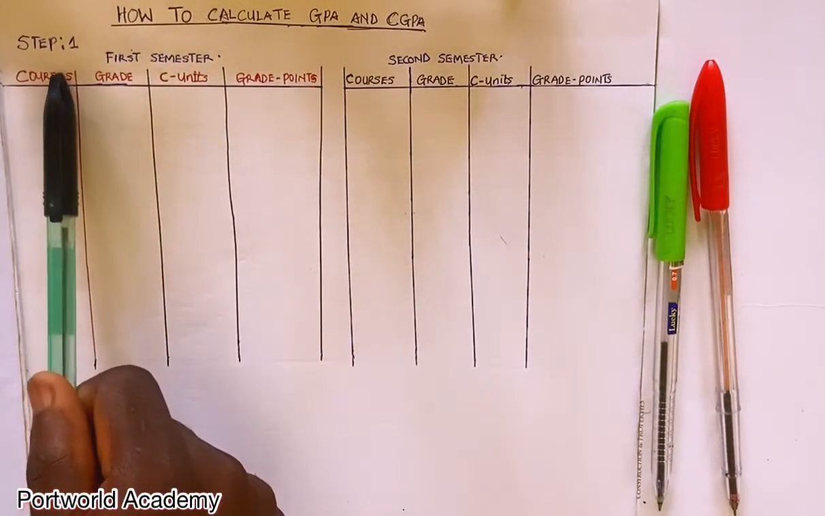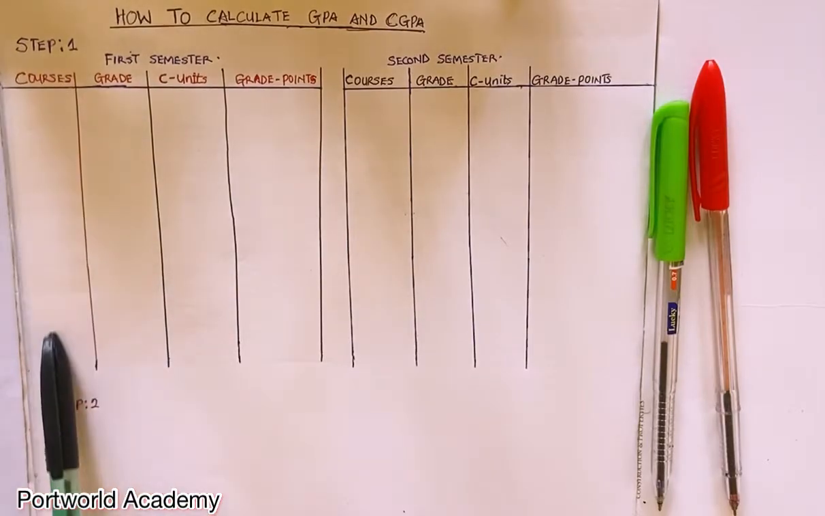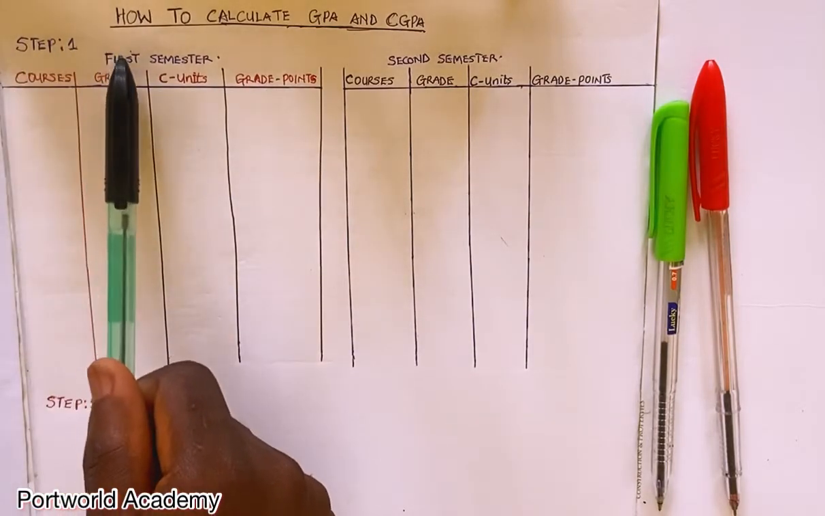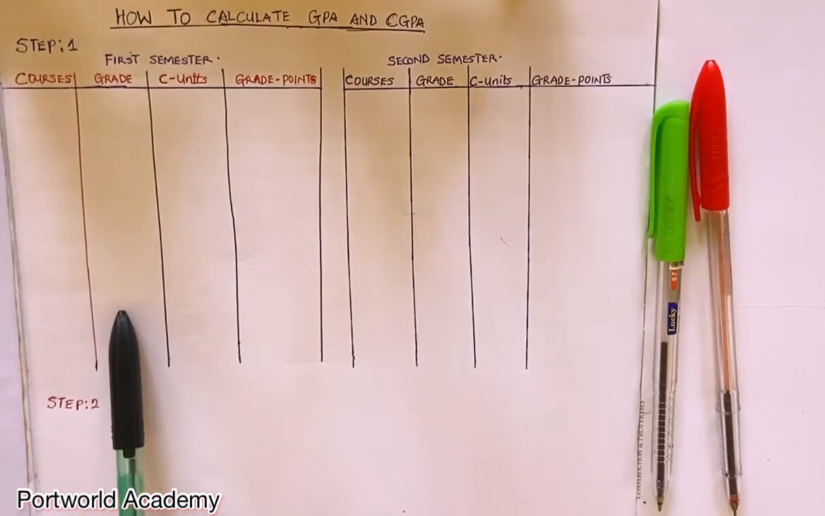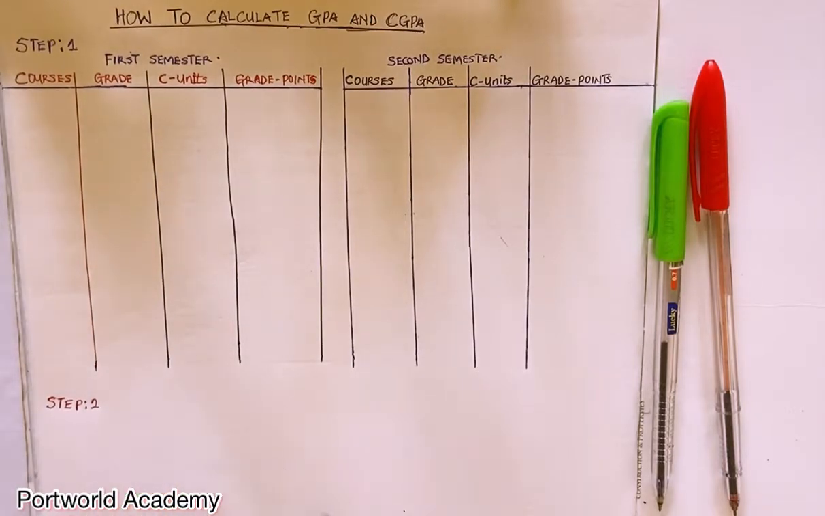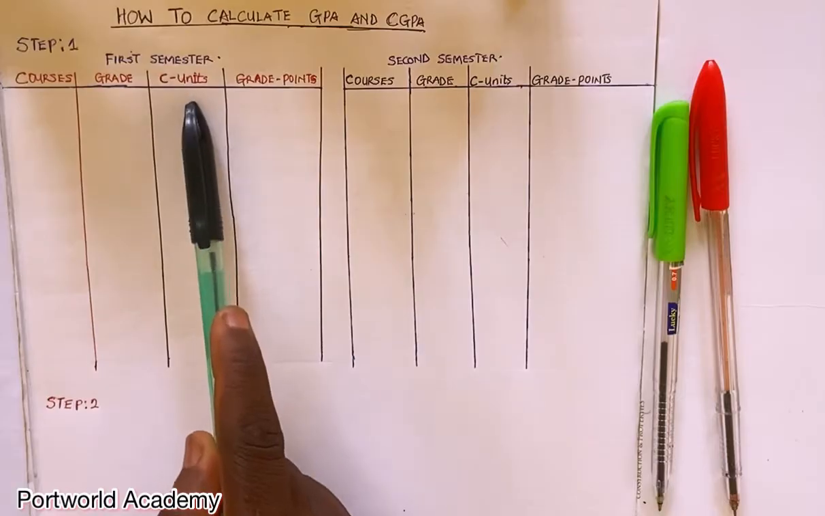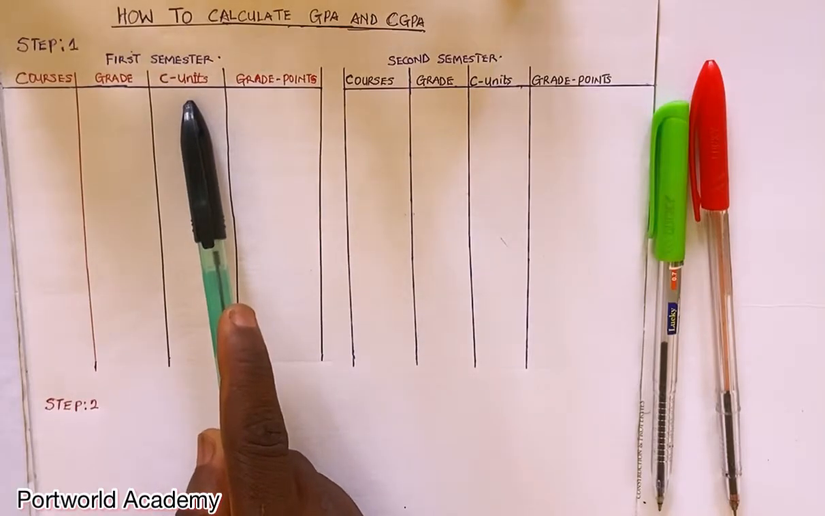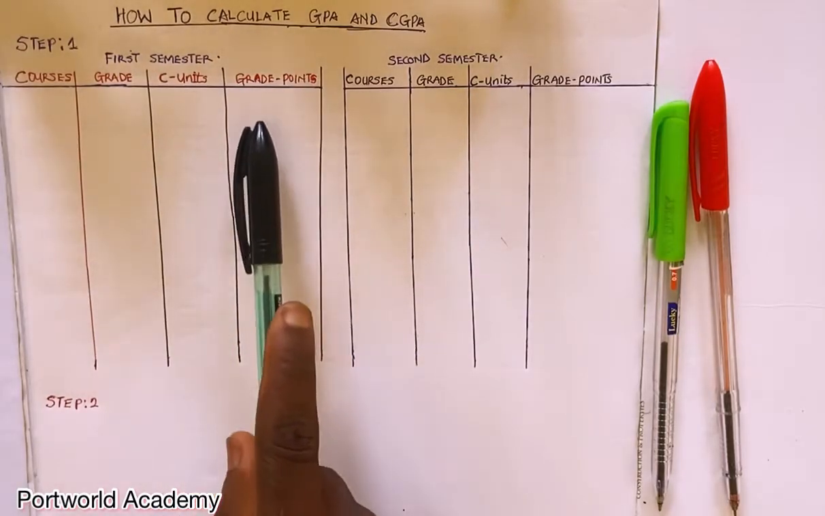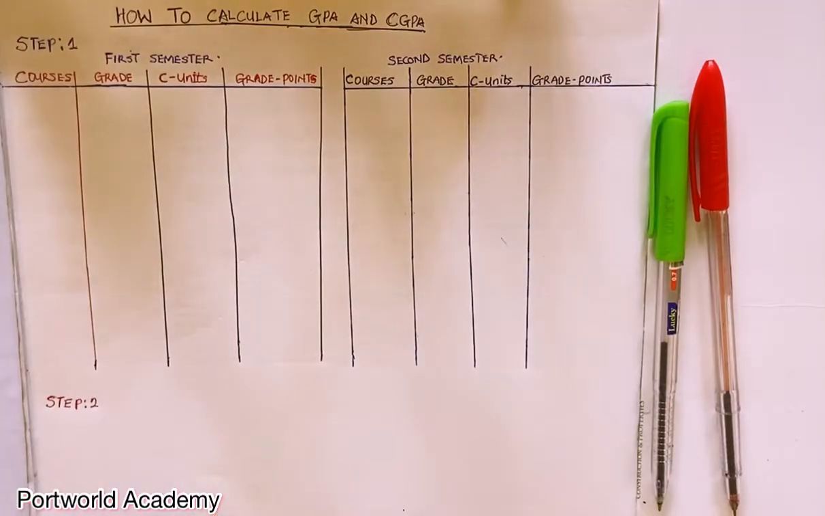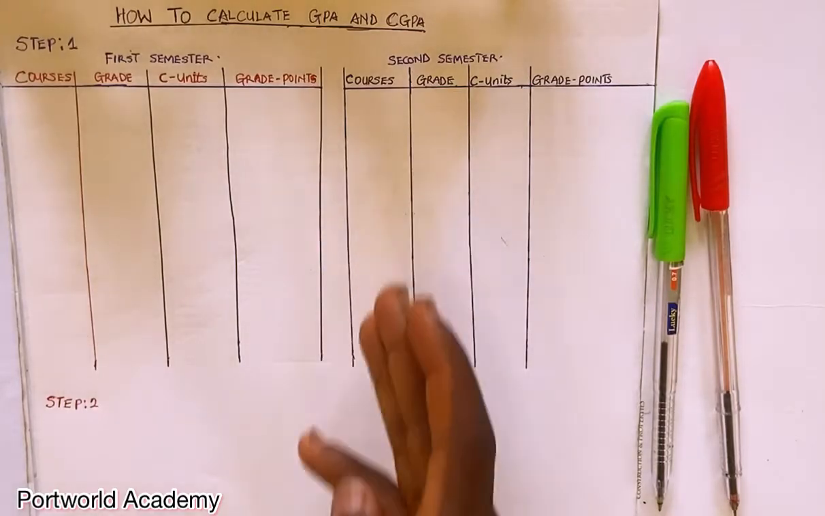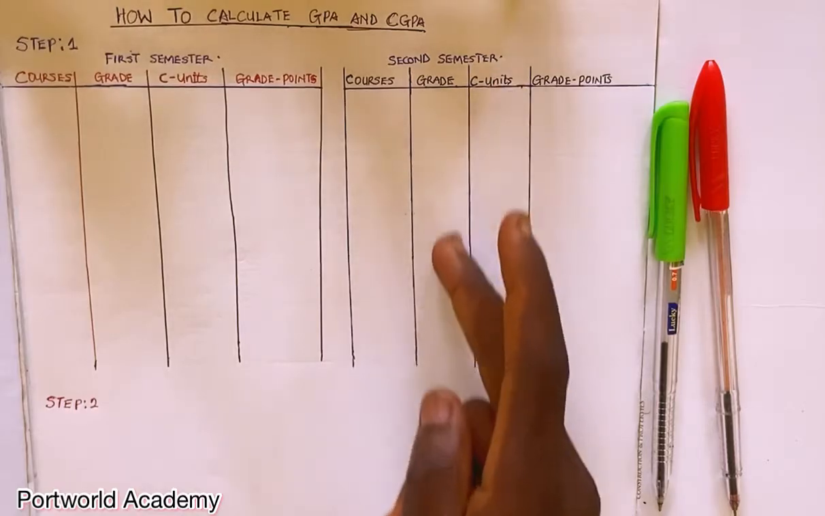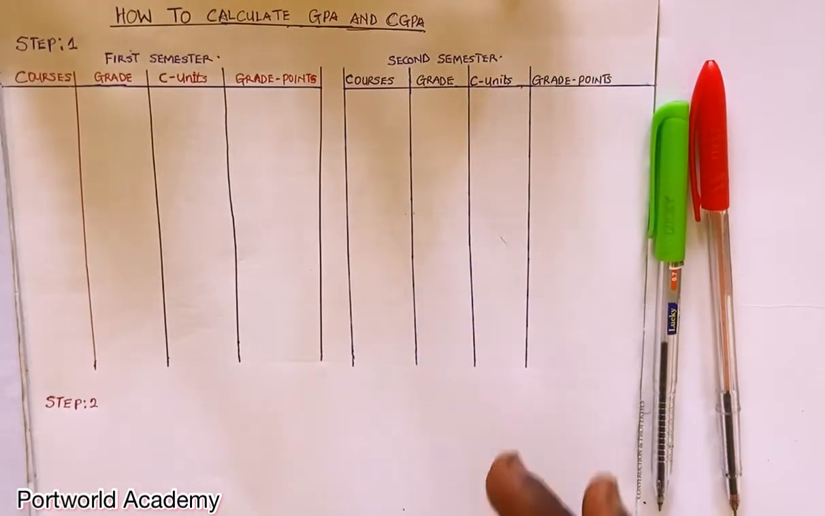And the courses I'm going to offer in the first semester, okay? Then I'll move to the grades I have, then to my credit units, or you call it course units. After that, you move to your grade point. That's for first semester. But as far as second semester is concerned, the courses that you're going to offer in second semester, you list them out here. Then your grades, you put here. Your credit unit will be here. Then you are going to have your grade point.